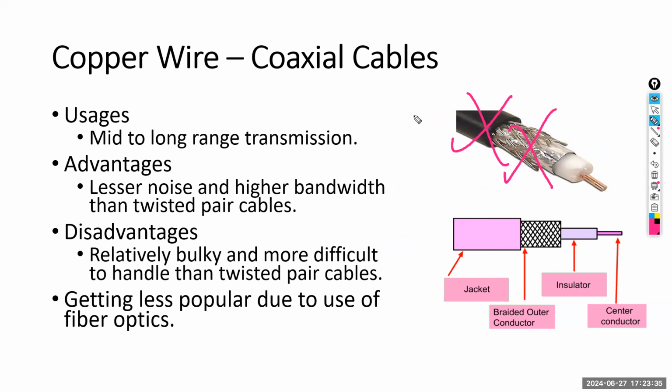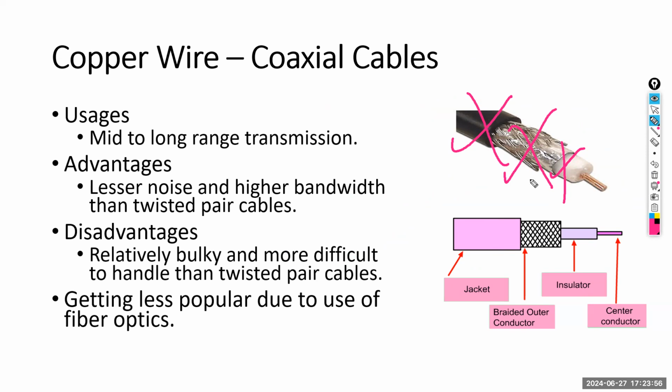Because this is a very bulky thing, no one likes to work with this. So better alternative is fiber optics. So therefore, coaxial cables are getting less and less popular. Of course, not only coaxial cables, even the twisted pair is getting less and less popular. One reason, we go more and more wireless. Second reason, we use more and more fiber optics.